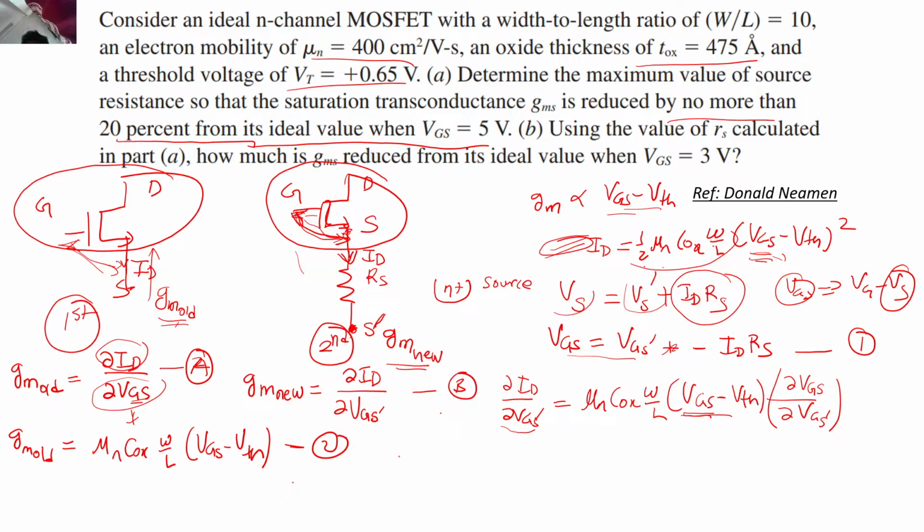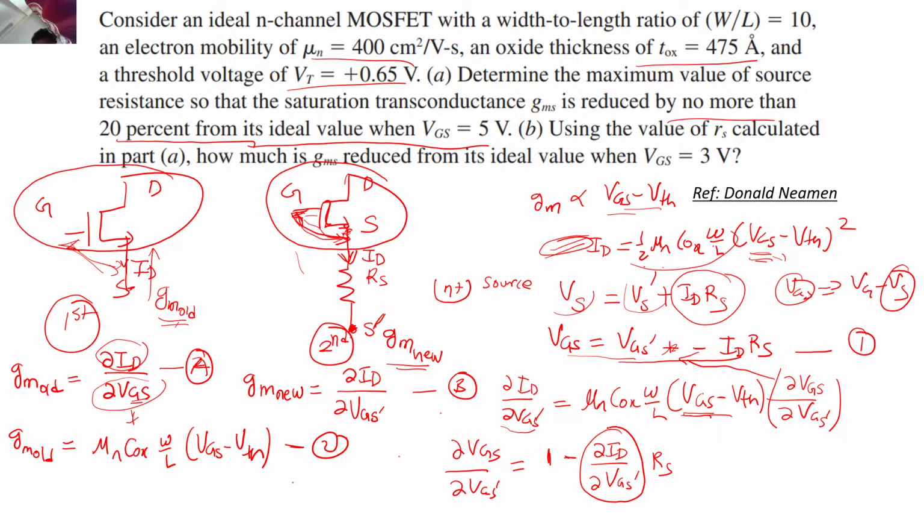And how am I going to get this term? By differentiating this equation over here. So now let's calculate this term. What will be my dou VGS by dou VGS dash? I am differentiating this equation, so it will be 1 minus dou ID by dou VGS dash times RS, correct? Now what is this term?